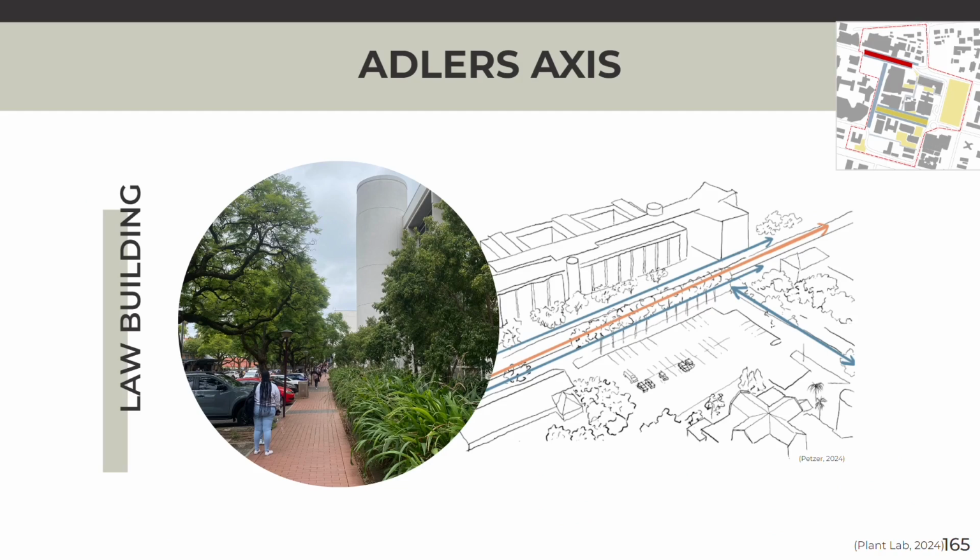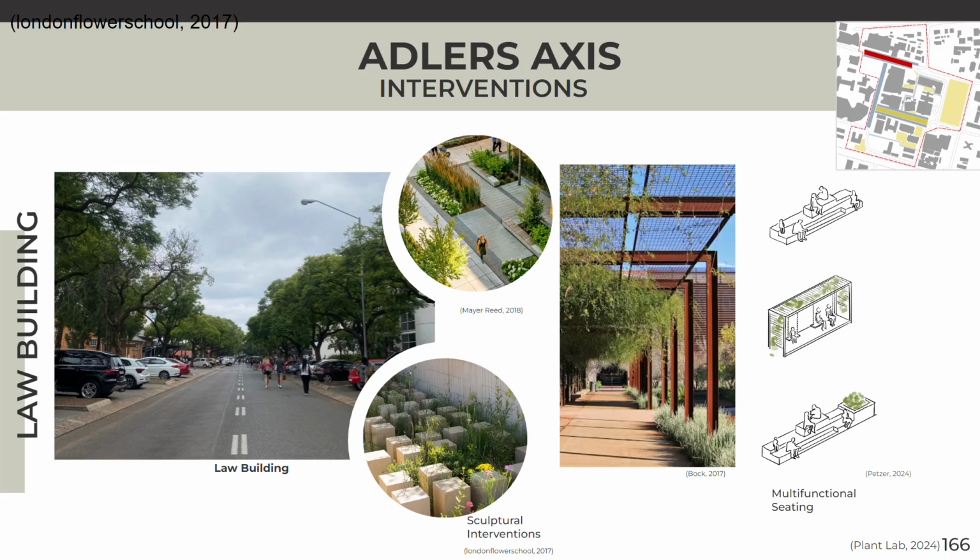Next, we look at the pathway parallel to the Law building on Ring Road. This area has a lot of pedestrian movement, as previously mentioned, which creates the perfect opportunity for intervention. Along the path, we suggest adding a vegetated pergola as it links our region to our neighboring regions. We also suggest adding sculptural interventions and multifunctional seating.